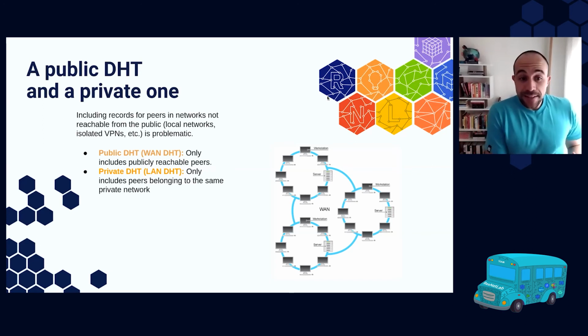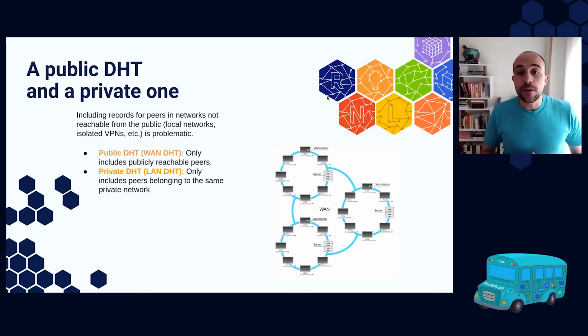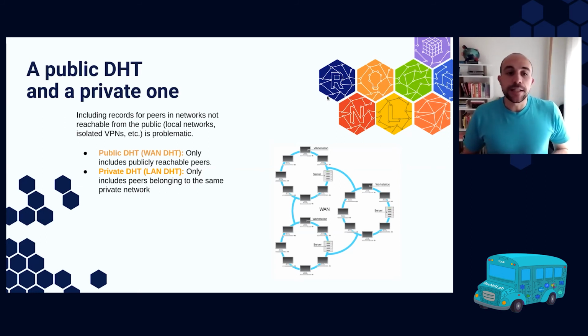The public DHT only includes publicly reachable peers, and the private DHT includes peers belonging to the same private network. So when we do a walk in the DHT, we do two parallel walks, a walk for the public DHT where we know that we are going to target publicly reachable peers, and then a private walk in the private DHT for the case in which the content may be stored somewhere in our private network.